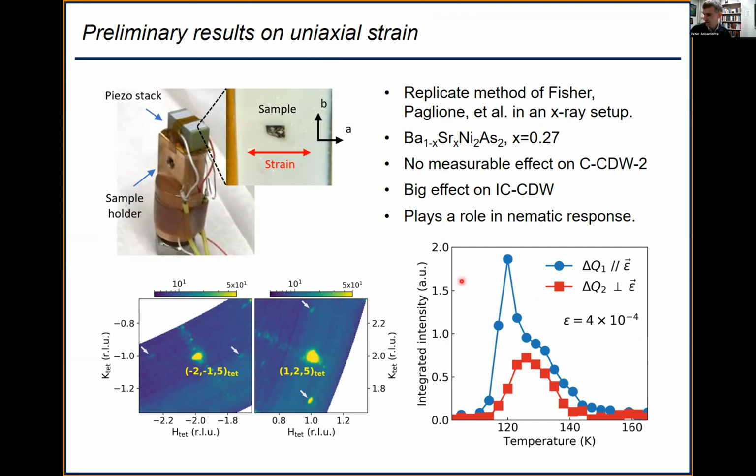You can already see there's a big response. If you measure these X-oriented and Y-oriented CDW reflections, and you put the system under a strain of just a few times 10 to the -3, then you can show that the two wave vectors of the incommensurate phase respond completely differently. So it looks like the incommensurate phase really feels uniaxial strain a lot. If you look in the commensurate phase, or even the crystal structure itself, it essentially doesn't care about strain at all.